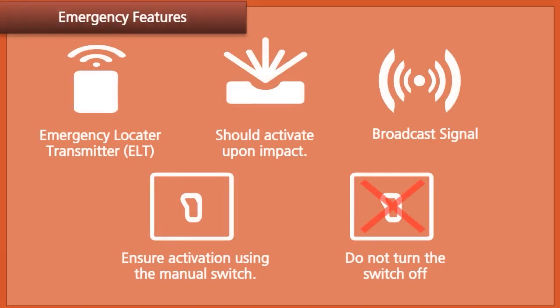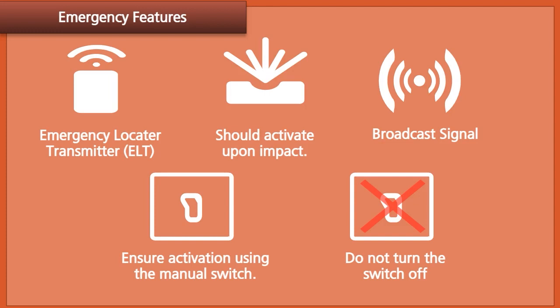Emergency features. Emergency locator transmitter. An ELT is a battery-powered transmitter that will activate itself upon impact and broadcast a distinctive distress signal on 406 MHz frequency. This frequency produces a digital signal broadcast by satellite and contains information unique to that particular beacon. Some ELTs will broadcast a GPS location.